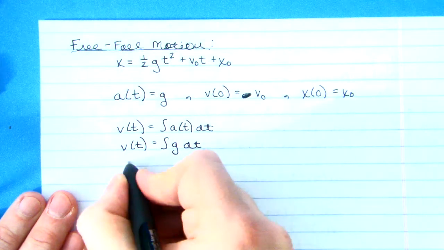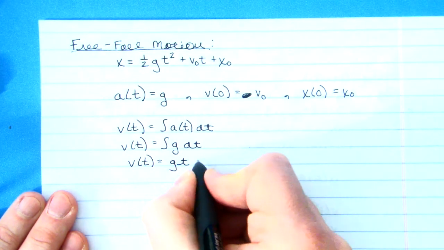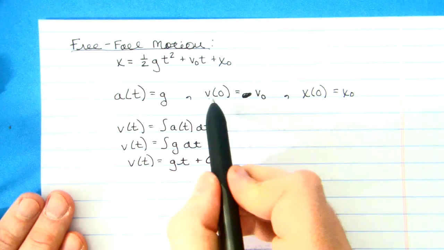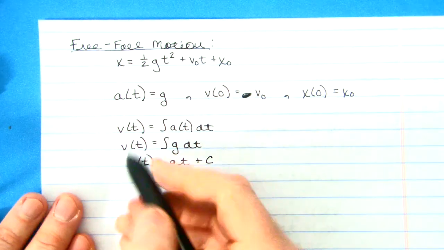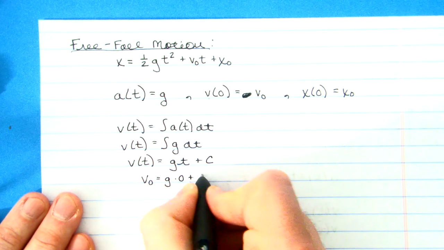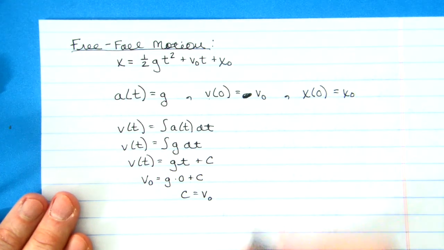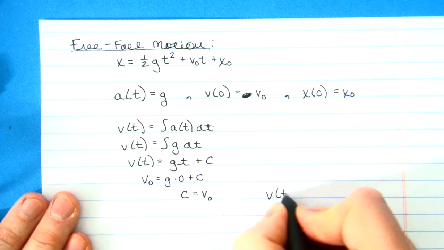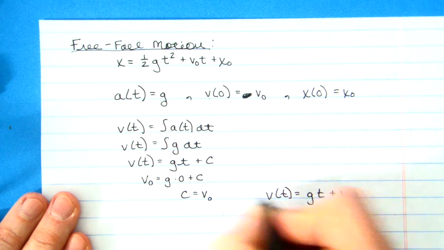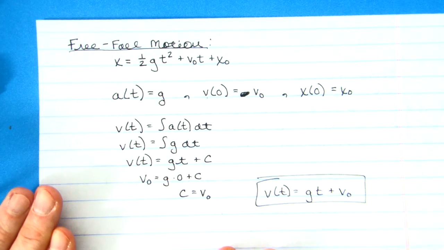If we integrate a constant, we just get that constant times my variable, so g times t, plus another constant. I told you that the velocity at time 0 is v naught, which means if I plug in 0, I get v naught equals g times 0 plus a constant. My constant is v naught, which means my velocity formula is gt plus v naught. And hopefully this is also a formula you've seen if you're taking physics or have taken physics.